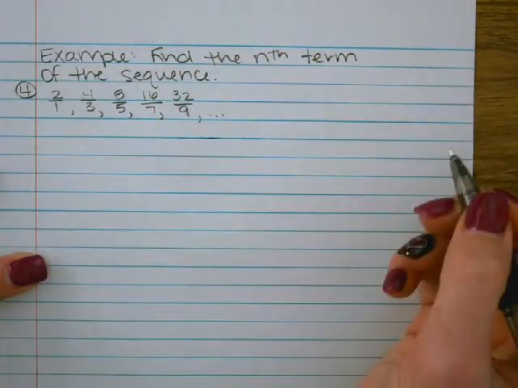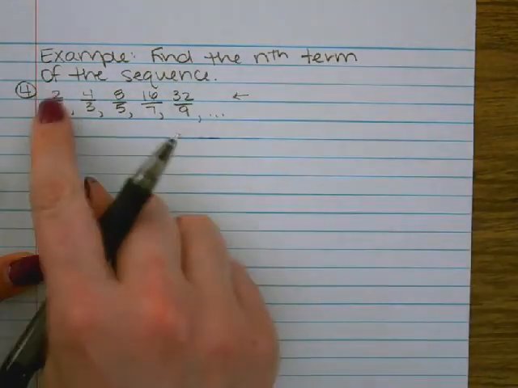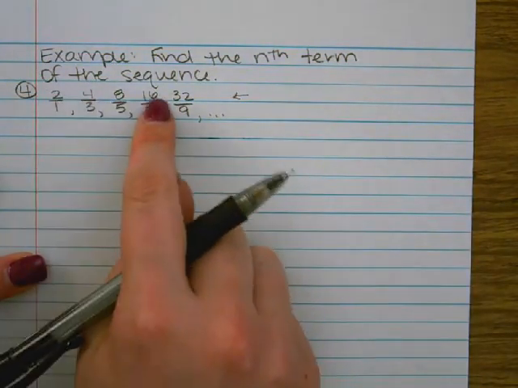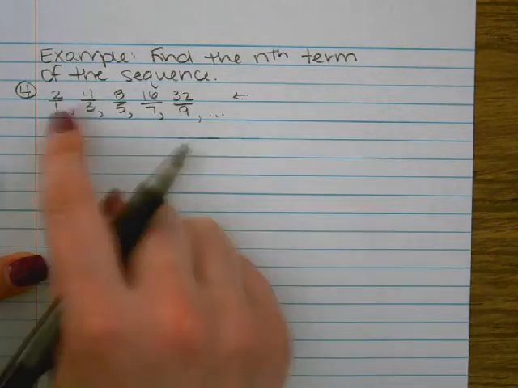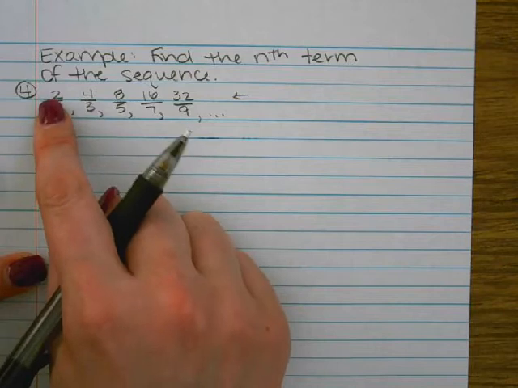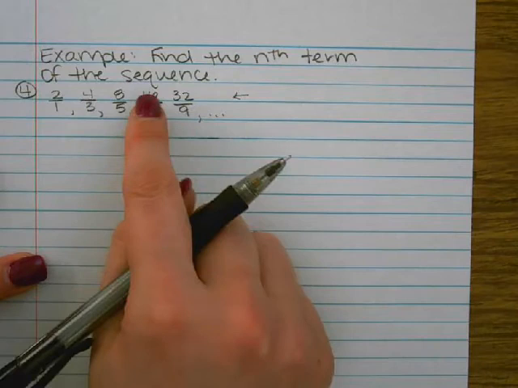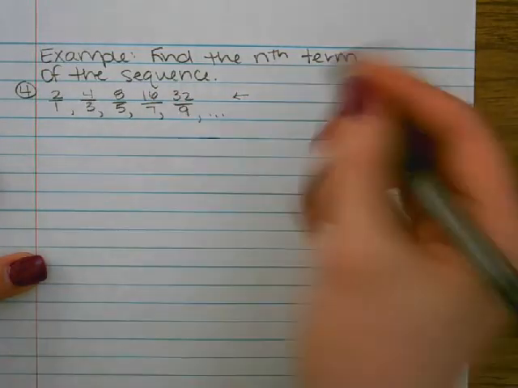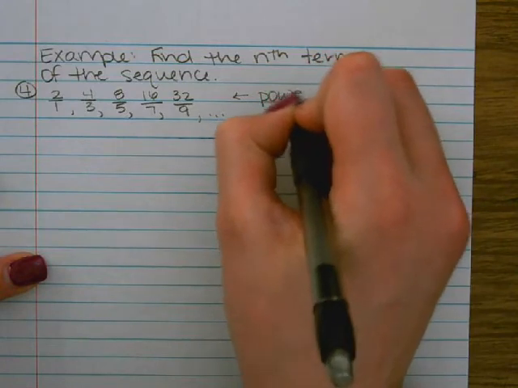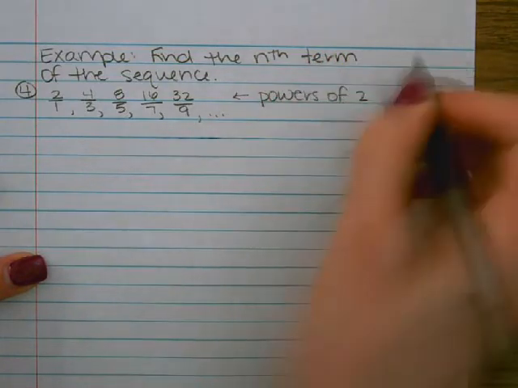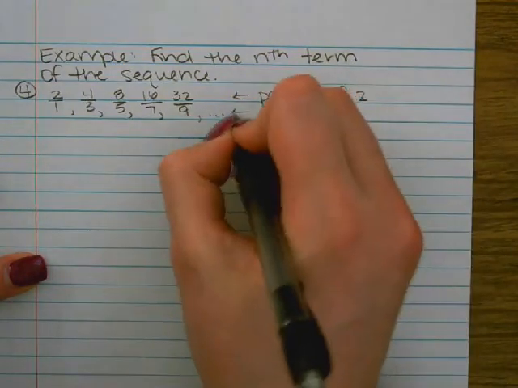And so on. So what you might notice if you look at these top numbers, 2, then 4, then 8, then 16, then 32, is they're doubling each time. And I can see that this one is 2 to the first power, 2 to the second power, 2 to the third power, 2 to the fourth power, 2 to the fifth power. So the top numbers are just powers of 2. And then 1, 3, 5, 7, 9, those are just odd numbers.